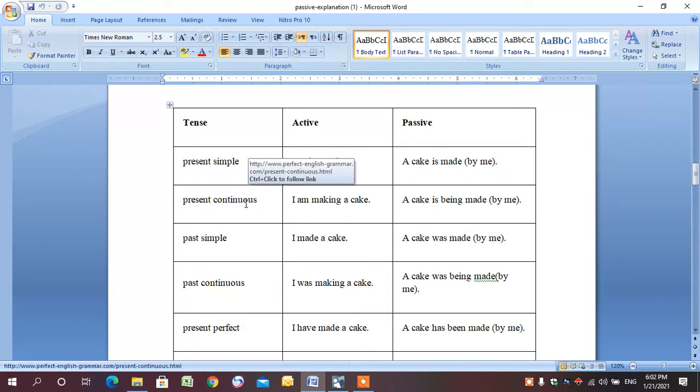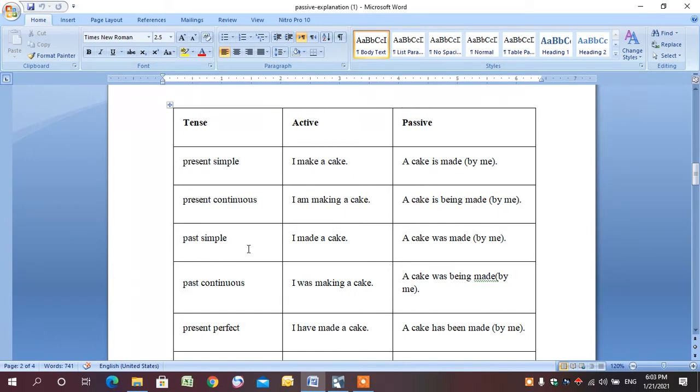In the present continuous, I am making a cake. Again, you start with the object, a cake, and then you put the verb to be in the same tense, and here you have present continuous, so you have the verb plus ing. So you put a cake is, and then being, because you have the verb plus ing, and then you change the verb into the past participle. So a cake is being made by me.